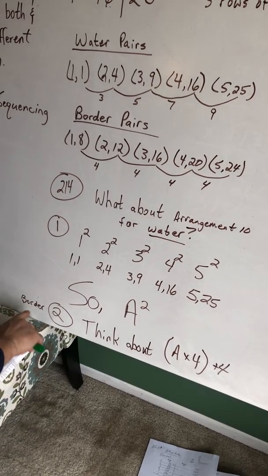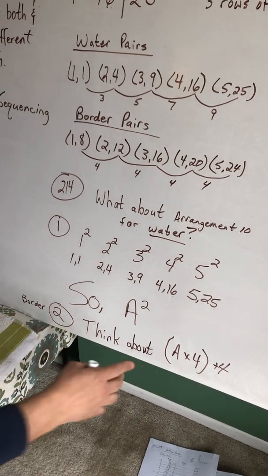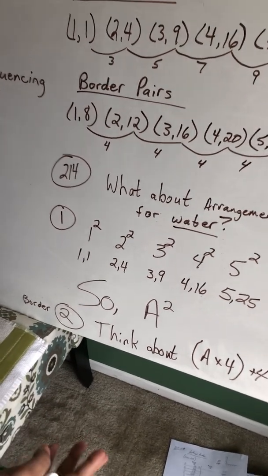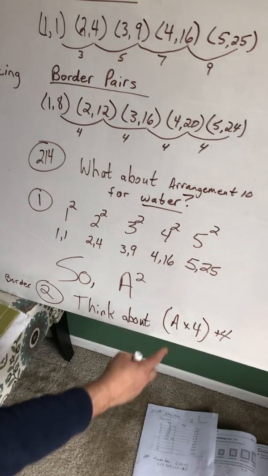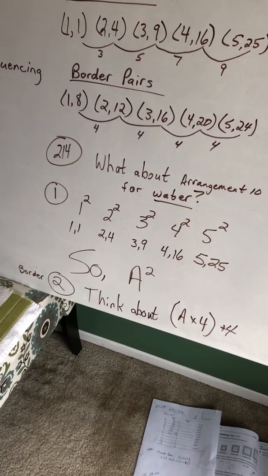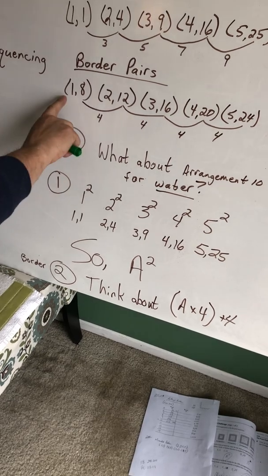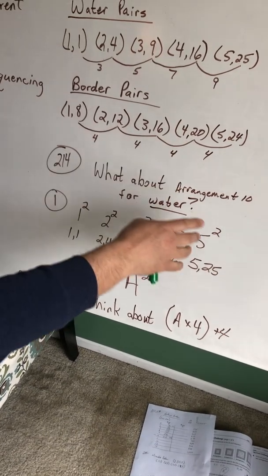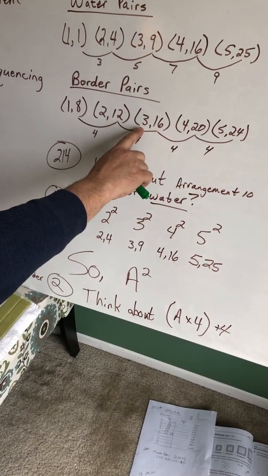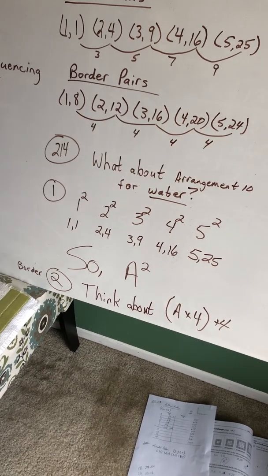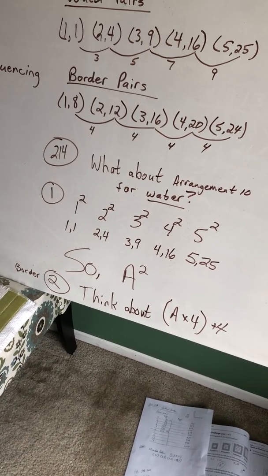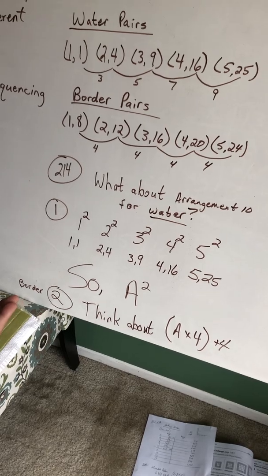Now for the border, I came up with A times 4 plus 4. You can stick in any arrangement, multiply by 4, and then add 4. And if you go back here, I'm not going to go through it, but let's just do 3 times 4 is 12, plus 4 is 16. So that formula works for the border, okay?